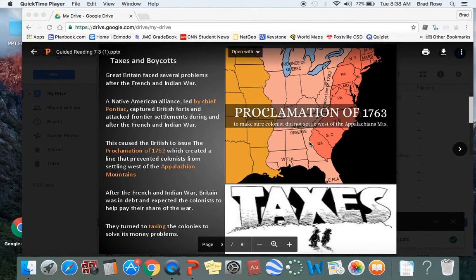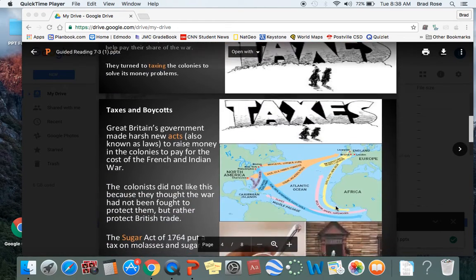Also, after the war, Britain was in debt and expected the colonists to help pay their share of the war. The British felt that the war had cost the colonists very little, and that they should help pay for the British securing this territory for them. So again, they turned to taxing the colonies to solve their money problem.